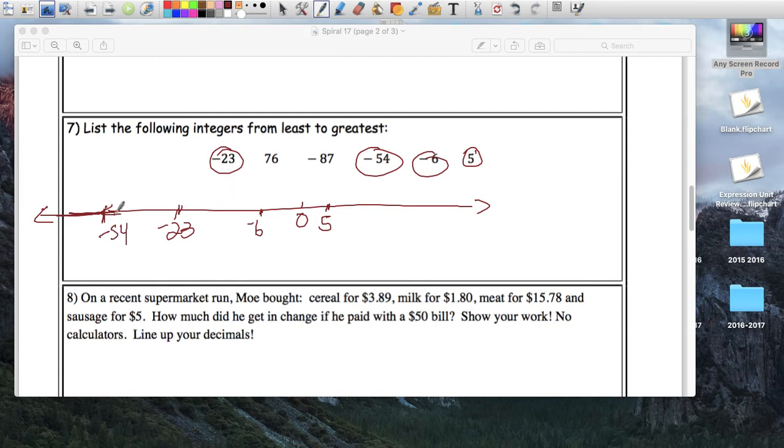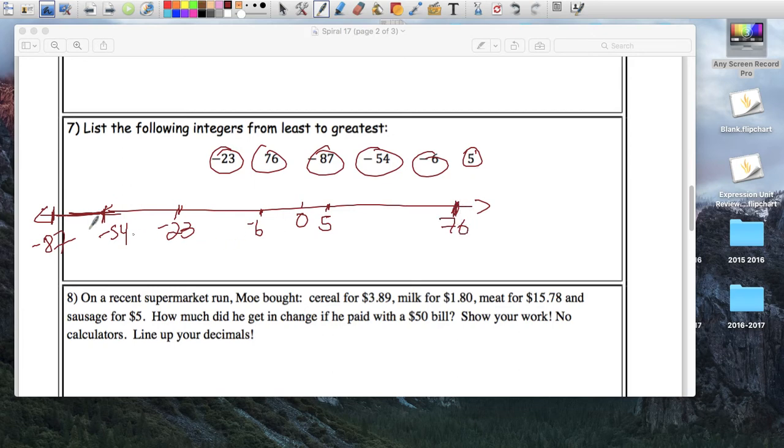And you're going to keep going: -51, -52, -53, -54, -60, -70, -80, and eventually you're going to hit -87 over there. And this is a positive number, so it's going to go on this side. So 0, 5, 6, 7, 8, 9, 10, 20, 30, all the way, and 76 is going to be somewhere over there.